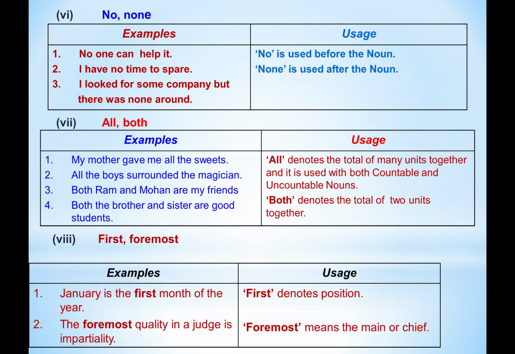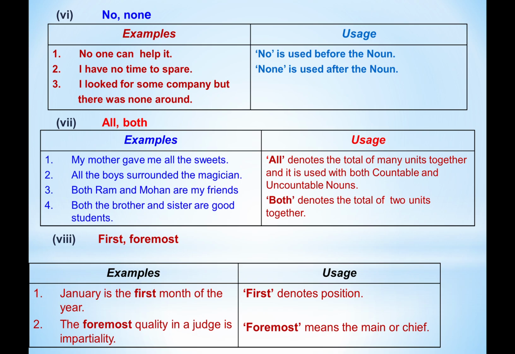All denotes the total of many units together, and it is used with both countable and uncountable nouns. All sugar we can say, all boys we will say; sweet is uncountable, sugar is uncountable, water: all water in the bucket has been wasted. And both denotes the total of two units together. Both Ram and Mohan, both Sita and Gita, like that.